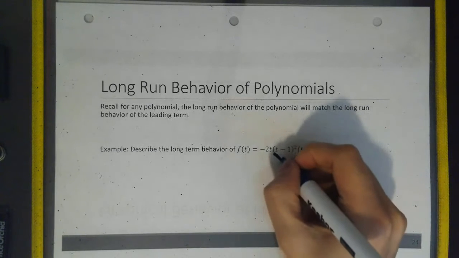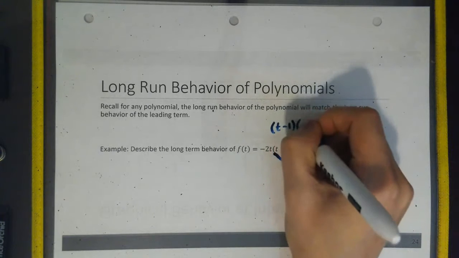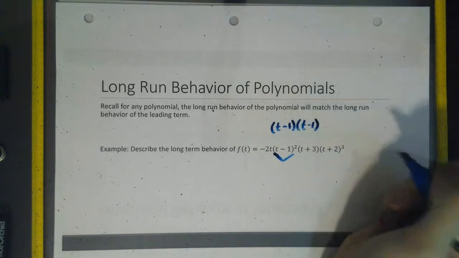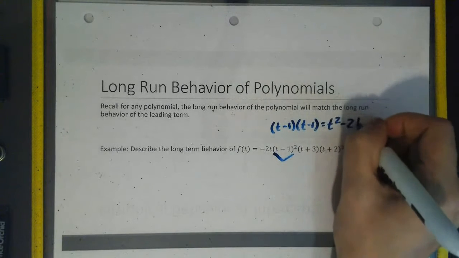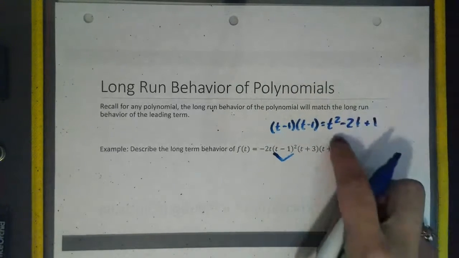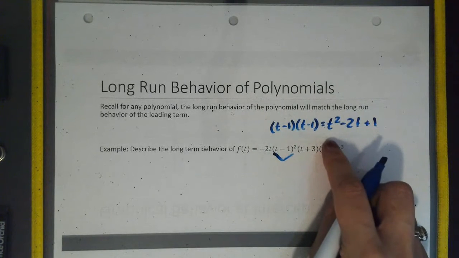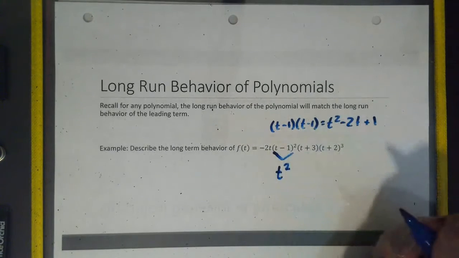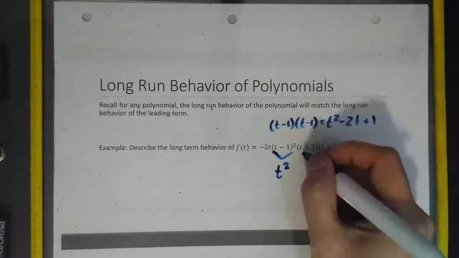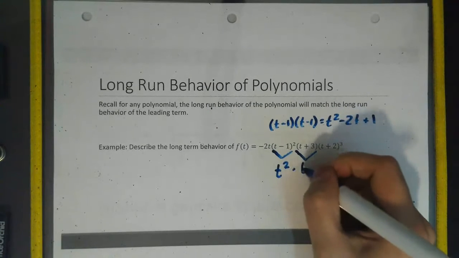I want to think about this t minus 1 squared. That means t minus 1 times t minus 1. If I were to FOIL that out, I would end up with t squared minus 2t plus 1. The leading term out of that is the t squared. All I care about right now is the leading term. So from that, I can extract a leading term of t squared. From t plus 3, the leading term is just t.